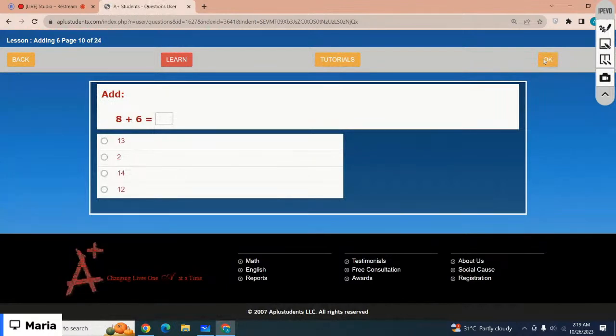The next one is 8 plus 6. So which is the correct option? The correct option is 8 plus 6 makes 14. Very good. The correct option is 14.